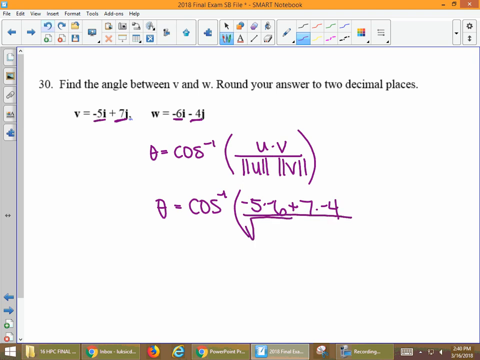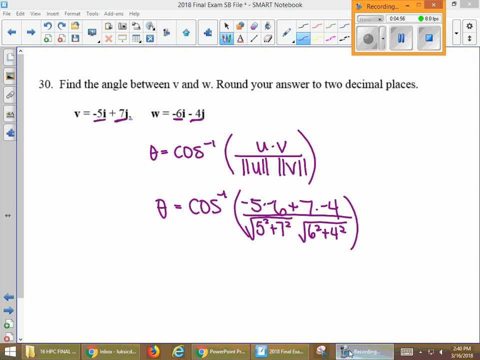So square root of 5 squared plus 7 squared. Square root of 6 squared plus 4 squared. And remember, since you're taking the square root, and since you're squaring those, those signs don't matter. So I know I left off a couple of negatives there, but those had no consequence to the problem.